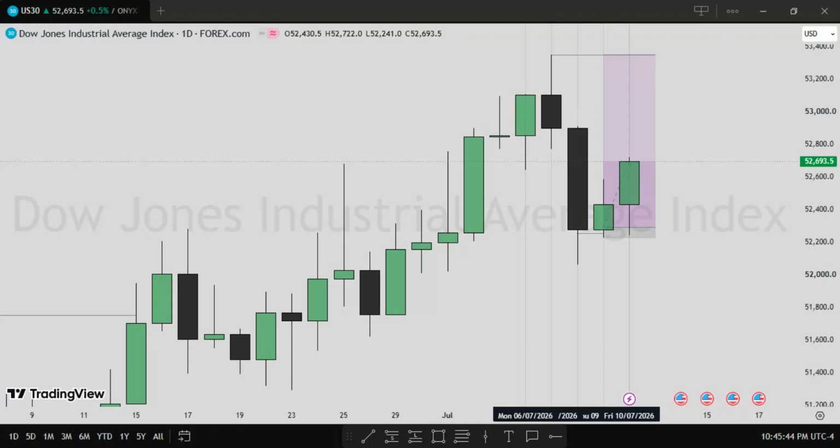Now, our next point is market sentiment. Sentiment simply means how investors feel about the market. If investors are optimistic about the economy and corporate performance, they are generally more willing to buy stocks, which can lift the US30. And if they are worried about recession, inflation, or other risks, they may sell stocks, causing the US30 to decline.